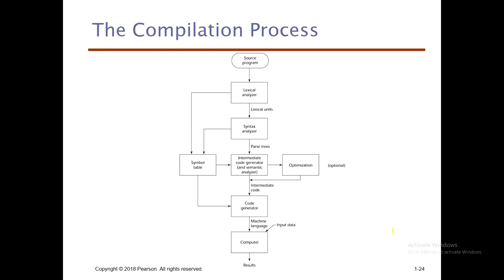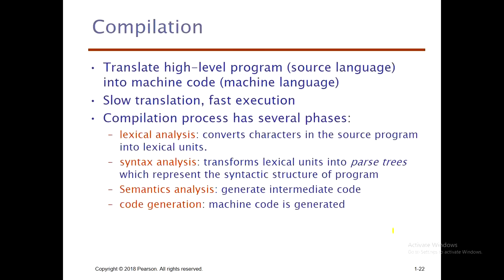It can be further explained by this. Look at top and bottom. What do you see on top? On top you see a source program. At the very bottom you see results. But how do you come to this result? You go through lexical analyzer, syntax analyzer, intermediate code, and then code generator. These are the 4 that we just talked about here: lexical analysis, syntax analysis, semantic analysis, and code generation.